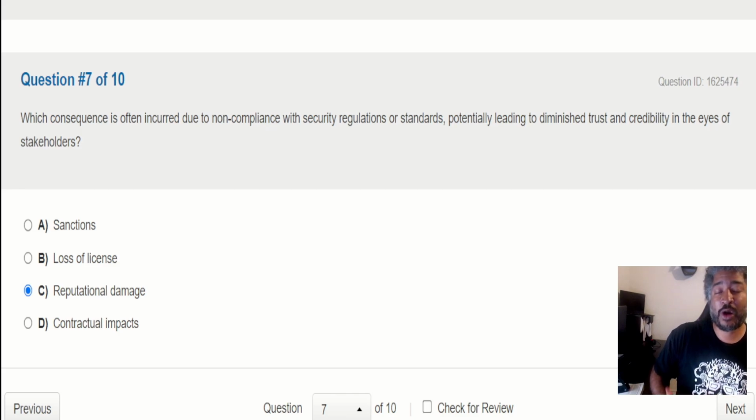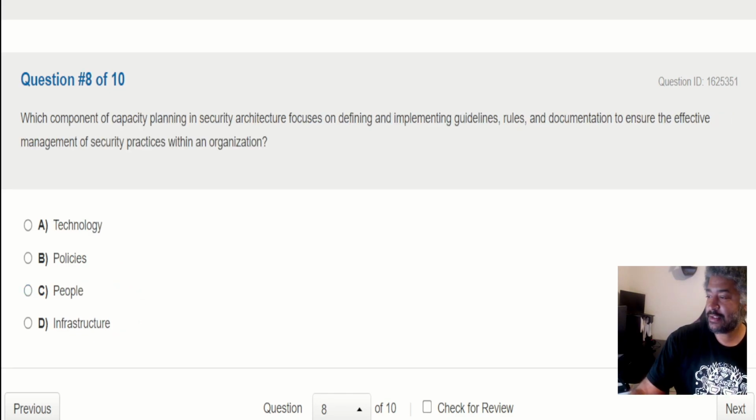So again, part of the key of test taking for the Security Plus or any of the exams is to do a process of elimination first to see what makes sense and what doesn't make sense to give you a better shot. All right, so question number 8. Which component of capacity planning in security architecture focuses on defining and implementing guidelines, rules, and documentation to ensure the effective management and security practices within an organization? Our options are technology, policies, people, and infrastructure.